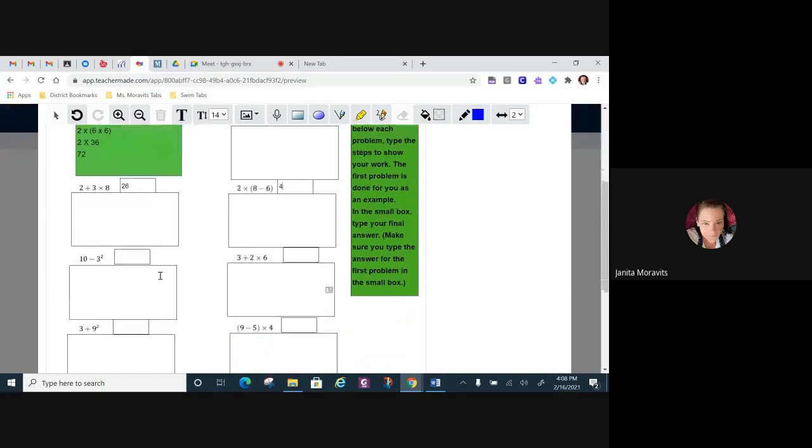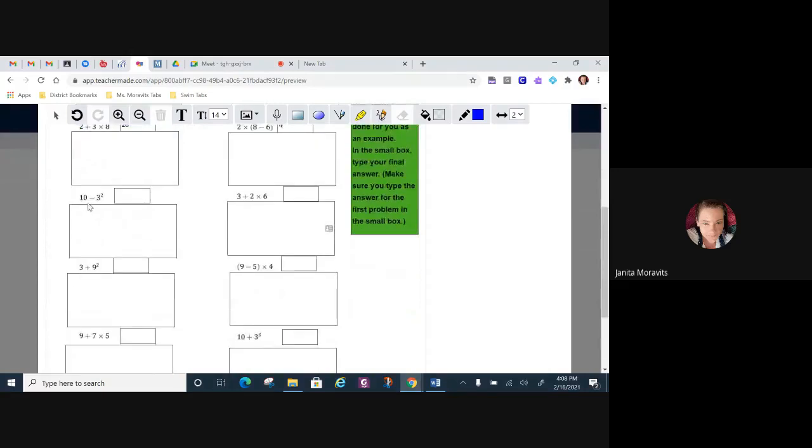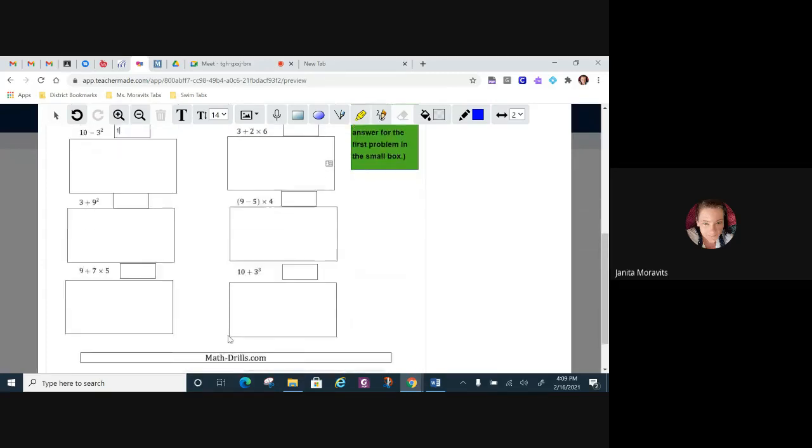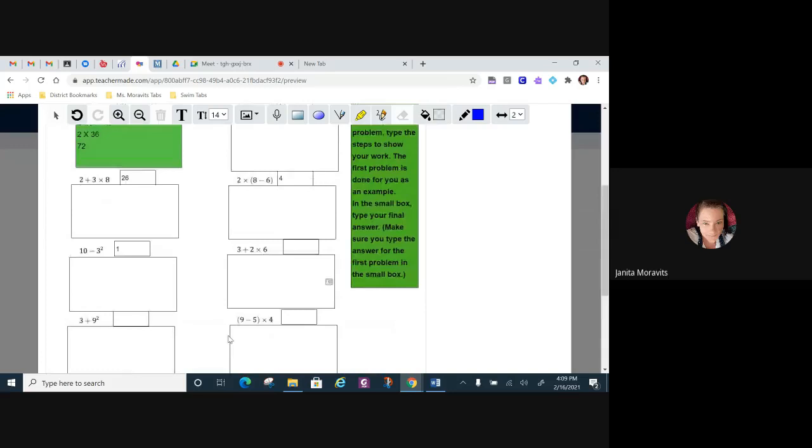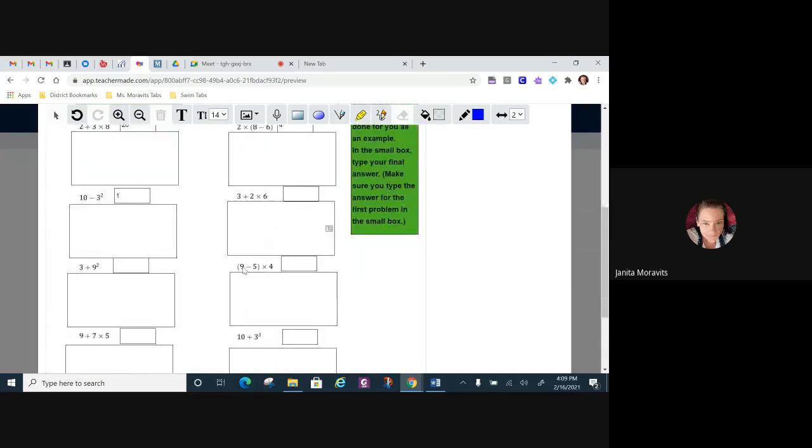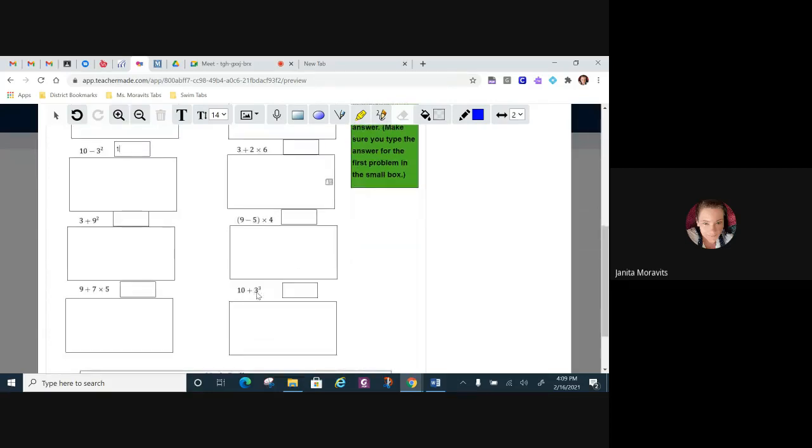Let's go ahead and work a couple more of these. There are no parentheses here, but there is an exponent. 3 to the second power is the same as 3 times 3, so that would be 9. And 10 minus 9 would leave us with 1. Pay attention to these and make sure that you are minding your parentheses first, then any exponents that you see. And remember that this one right here means 3 multiplied by itself 3 times. 3 times 3 times 3. So be careful with that one.